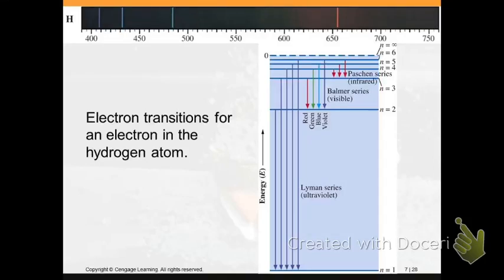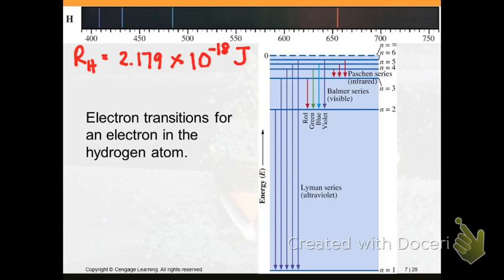All right, so in class today we learned about Rydberg's equation, which allows us to predict the emission wavelength with a certain transition within an atom. We learned that Rydberg's constant has a value of 2.179 times 10 to the minus 18 joules.